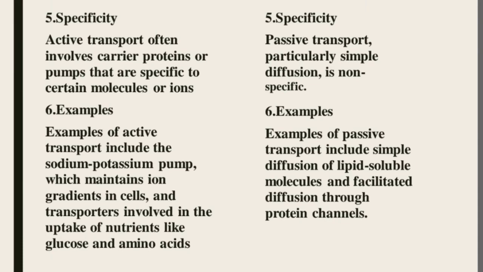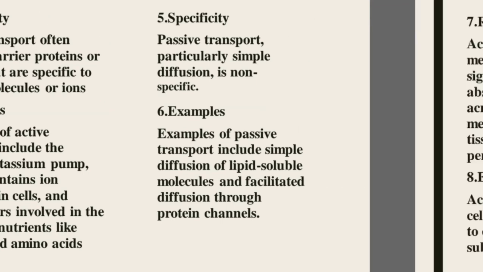Fifth point, specificity. Active transport often involves carrier proteins or pumps that are specific to certain molecules or ions, whereas passive transport, particularly simple diffusion, is non-specific. Sixth, examples. Examples of active transport include the sodium-potassium pump, which maintains ion gradient in cells, and transporters involved in the uptake of nutrients like glucose and amino acids, whereas examples of passive transport include simple diffusion of lipid-soluble molecules and facilitated diffusion through protein channels.